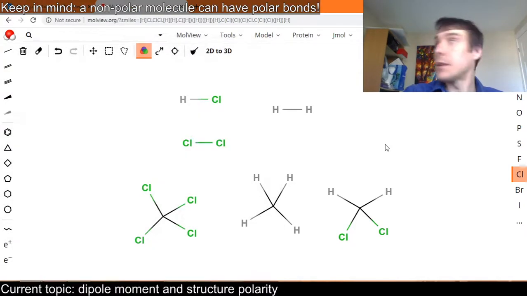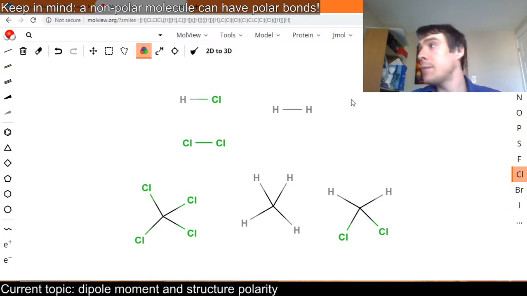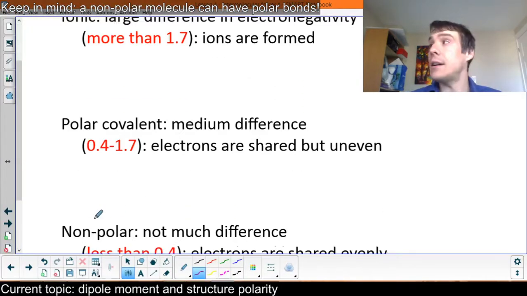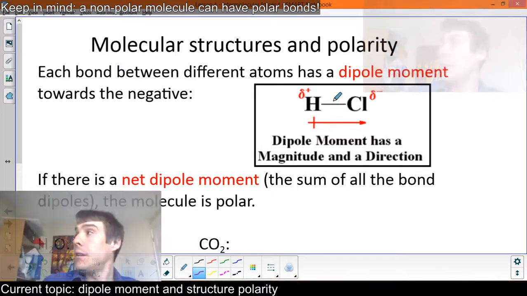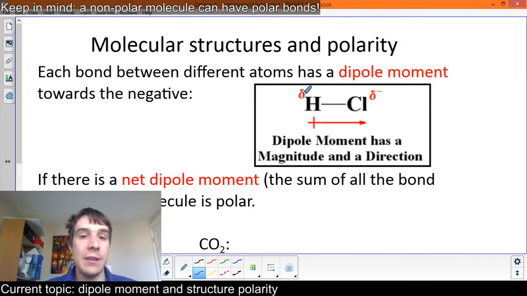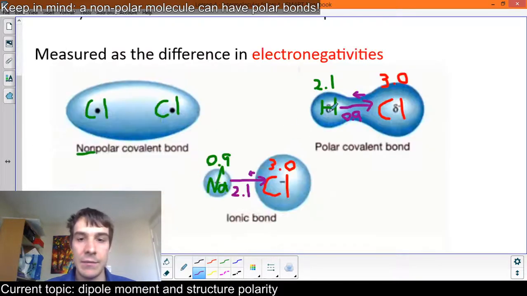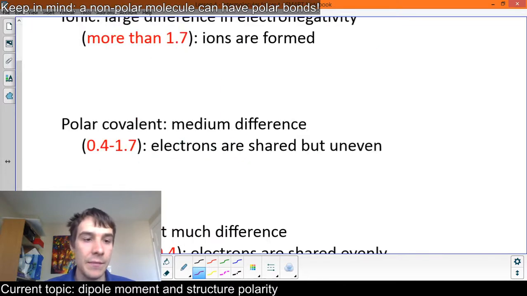Okay, so we're going to talk about dipole moments and structural polarity. The important thing about that is this concept of dipole moment. A dipole moment exists for any bond. Every bond has its dipole moment. And if I bring it over here, there's a delta positive on the less electronegative one and a delta negative on the more electronegative one. That's HCl. It's the one that I diagrammed here, H and Cl. The difference is 0.9, so you know that it's polar covalent.